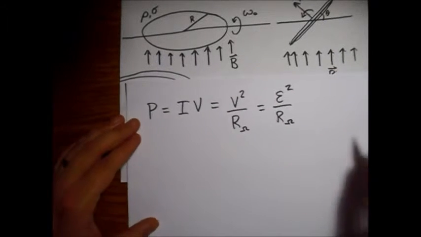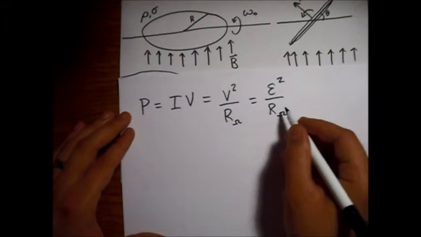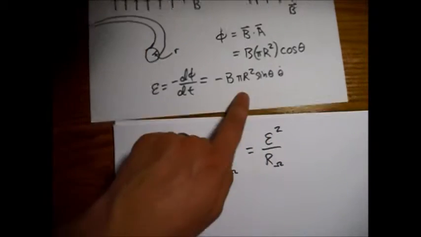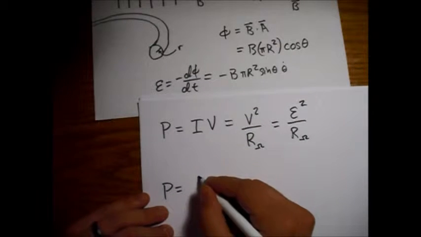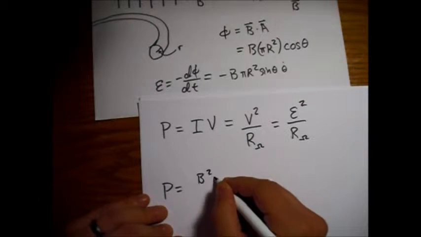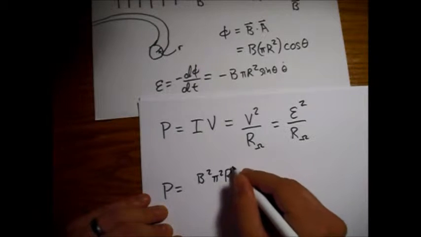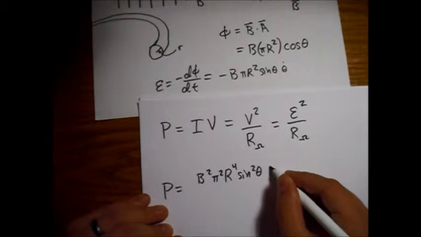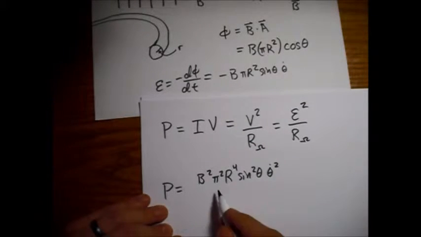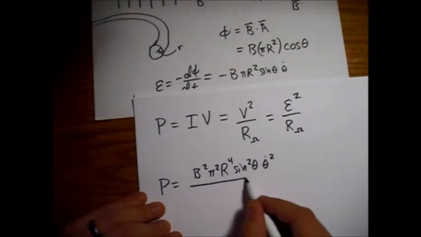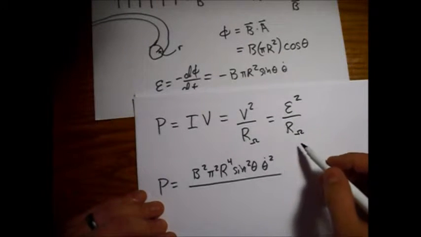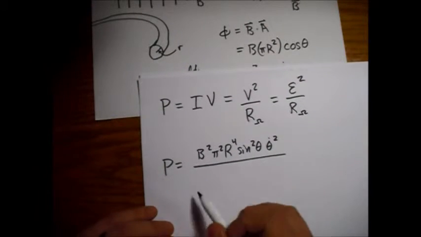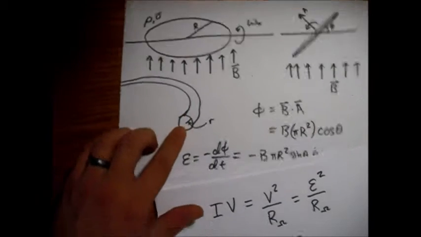So let's find that real quick. We need to put the square of this up top. We have B squared pi squared R to the fourth, sine squared theta, and theta dot squared. Now, like I said, we won't be using this R sub ohm. We're just going to calculate the resistance based on this dimension.